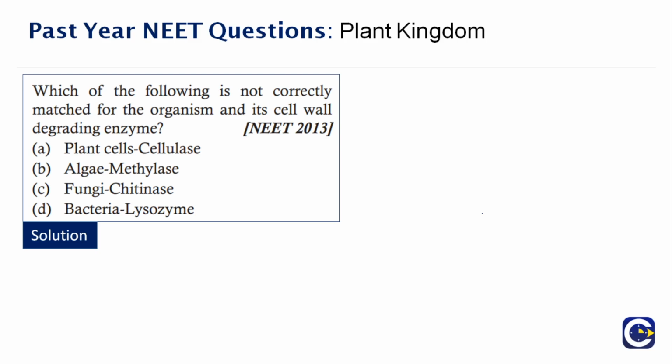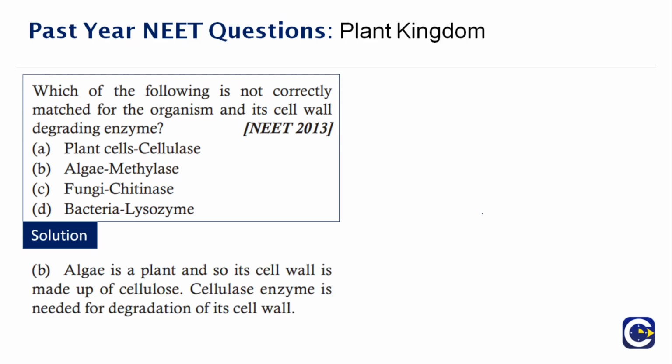Okay, therefore the one which is having the wrong degrading enzyme belongs to algae, because algae is similar to plant and therefore it will not have methylase as the degrading enzyme. It will also have the same enzyme like plant called cellulase as a degrading enzyme. I told you why algae has to have that. Otherwise, fungi, it is correct. Bacteria, it is correct. Plant cells is correct. So algae, if you see, it is also a plant, so its cell wall will also be made up of cellulose and their degrading enzyme will be cellulase. Okay, therefore the correct answer to this question is algae methylase. Okay, option B. Fine, next question here.